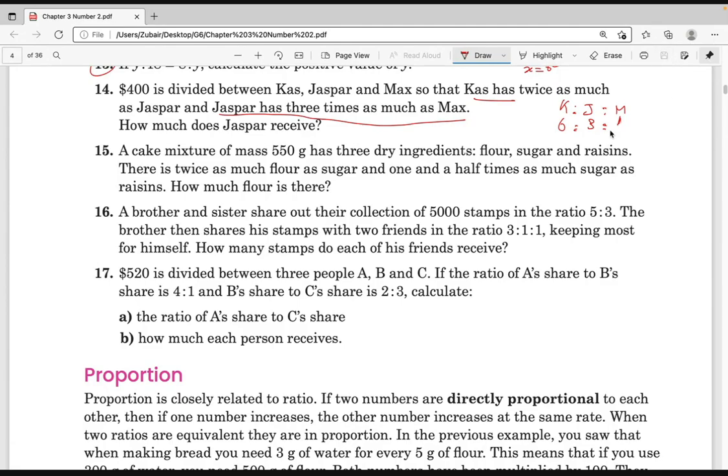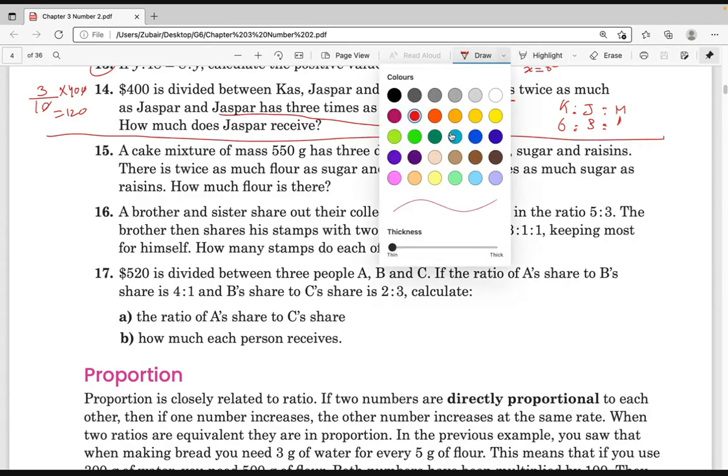Yes, sir. Now, how much does Jaspar receive? Jaspar is the second one. He's receiving 3 out of 6, 7, 8, 9, 10, total 10, of 400. So 3 times 40 is 120. He's receiving $120. Try number 15.